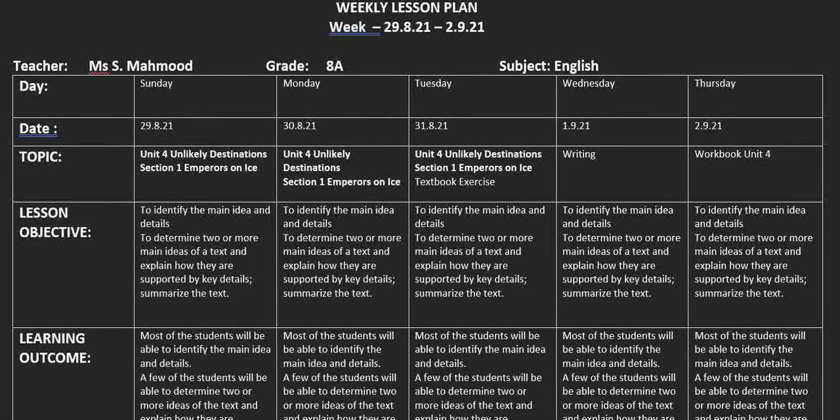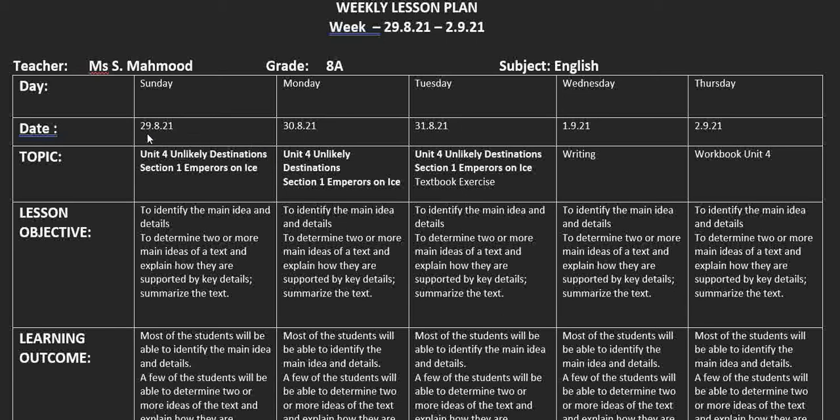This is the weekly learning target for grade 8 using the Oxford New Pathways. The weekly lesson plan is for the subject English and it is dated from 29th of August till the 2nd of September. It is planned vertically downward, but I will be taking you across so that you are able to relate to the objectives and the tasks assigned. And you can plan out your books and bring your books accordingly.